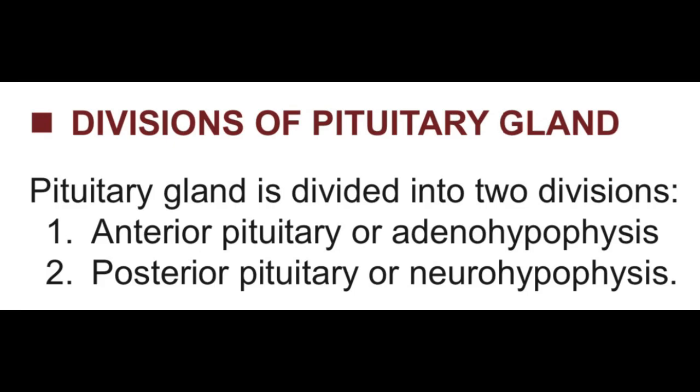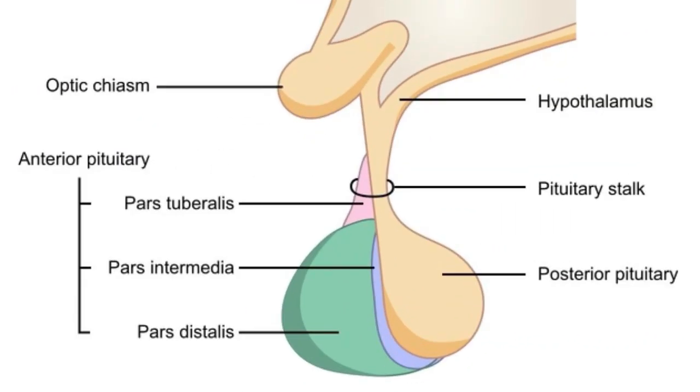Between these two divisions, there is a small avascular structure called the pars intermedia. Between the adenohypophysis, or anterior pituitary gland, and the posterior pituitary, or neurohypophysis, there is a median part called the pars intermedia. It is avascular, which means there are no blood vessels around that place.